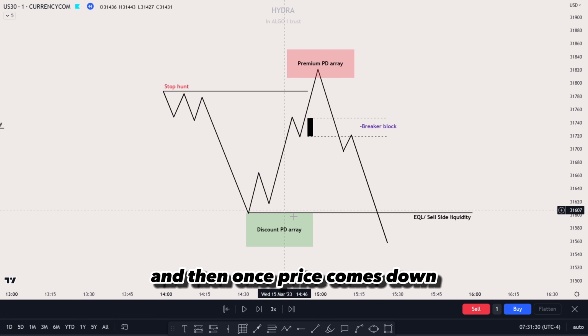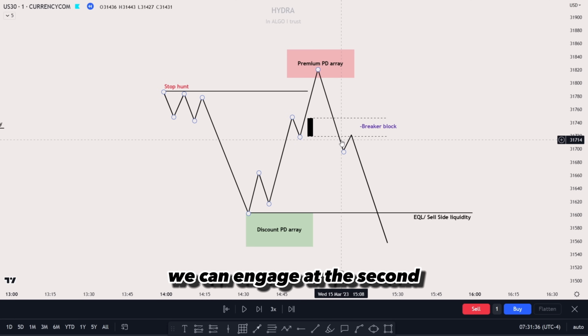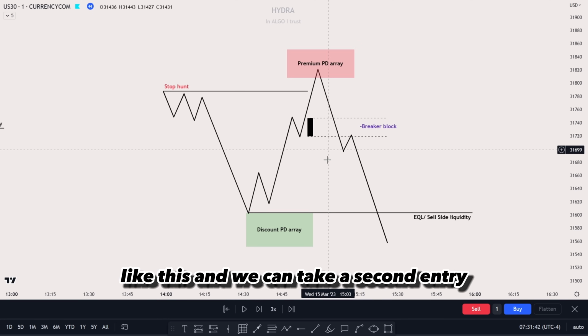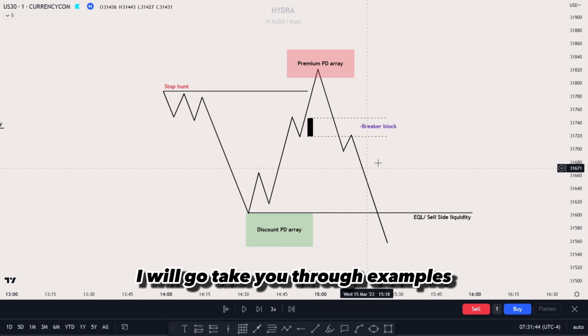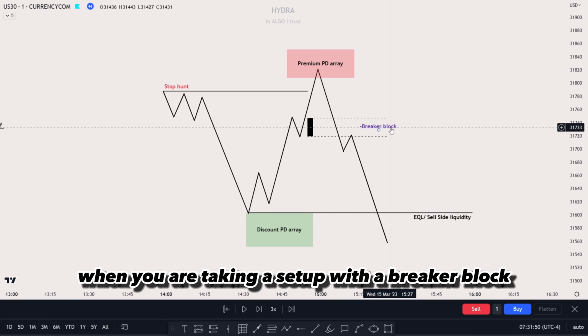And then once price comes down and goes below the breaker block, we can engage at the second candle, and we can also engage once price retraces like this, and we can take a second entry. Don't worry, I will take you through examples and show you how to pyramid your entry when you are taking a setup with a breaker block.